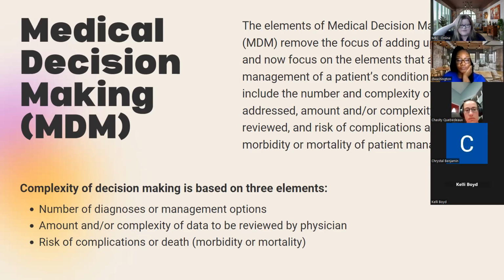Okay. And the third thing is the risk of complications or death, morbidity, or mortality. And this is basically just what it says. How likely is this patient to die from what's going on right now? If what they've got is life threatening, then that's going to be of a really high complexity. If it's not that serious, it's not that serious, right? Thank you for reading that.